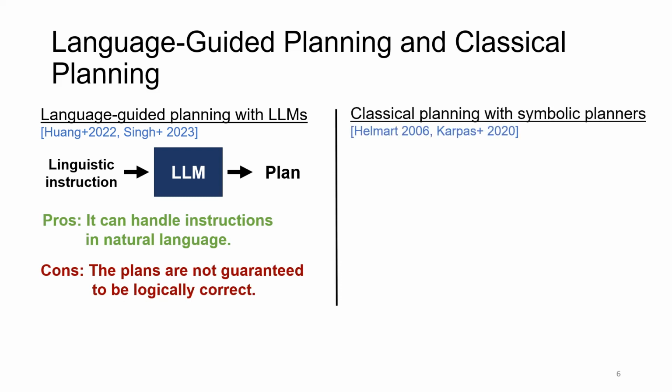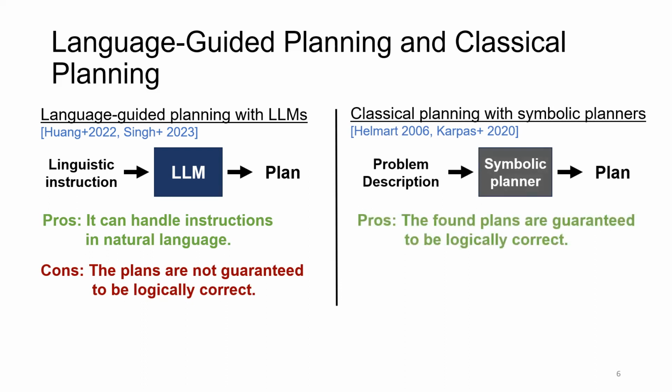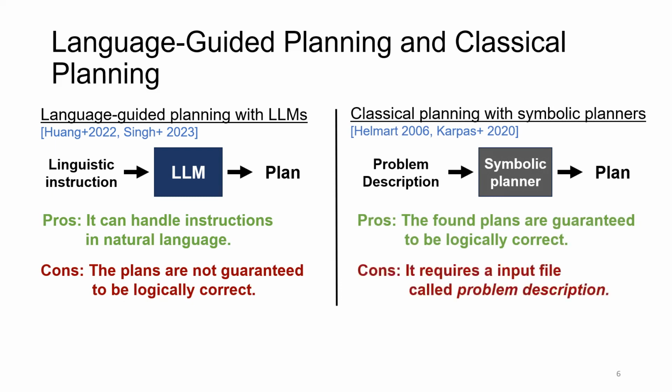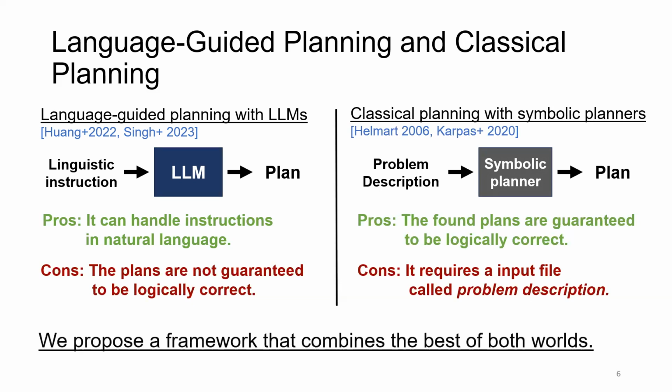On the other hand, classical planning uses a symbolic planner to obtain logically correct plans. So combining this approach with the language-guided planning would be reasonable. However, this requires converting linguistic instructions into problem descriptions, which specify the task. Therefore, in this study, we propose a novel framework that combines the best of both worlds.